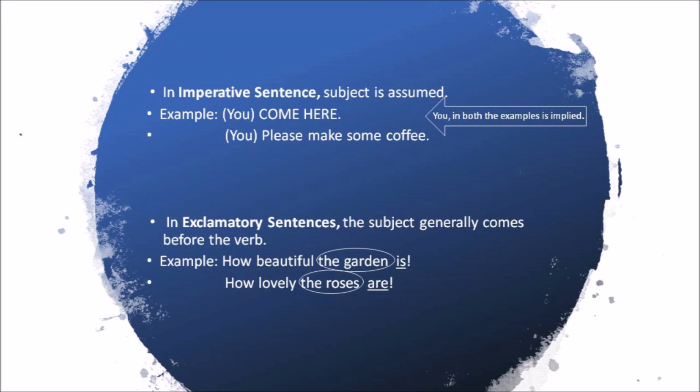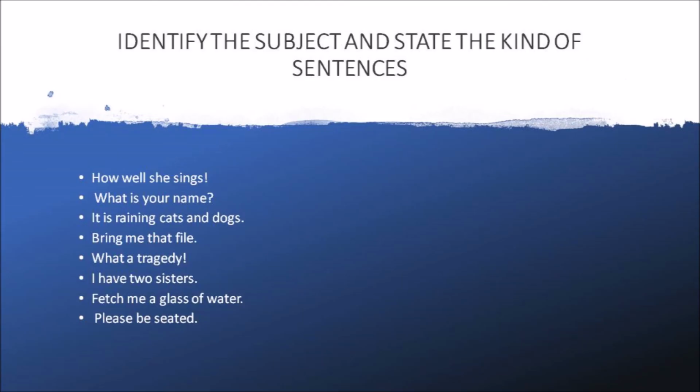And last, we have learned what the role of the subject is in different types of sentences, how the subject acts in declarative sentences, imperative sentences, interrogative sentences, and exclamatory sentences. I hope that you have understood all this.